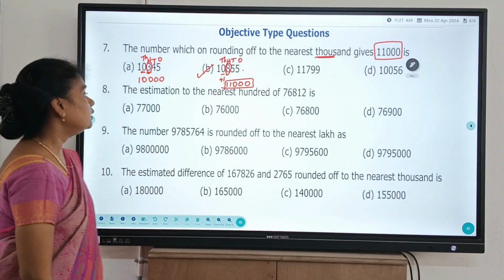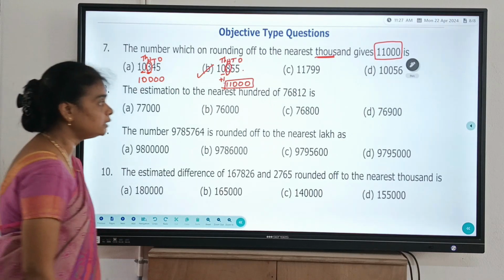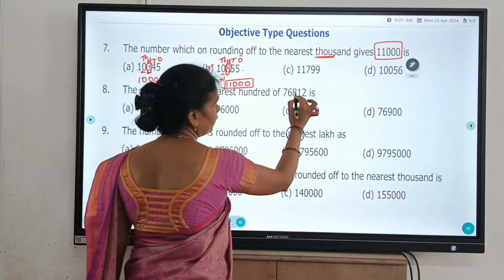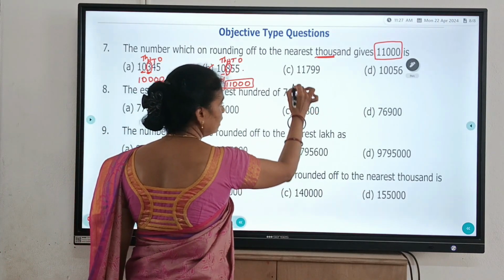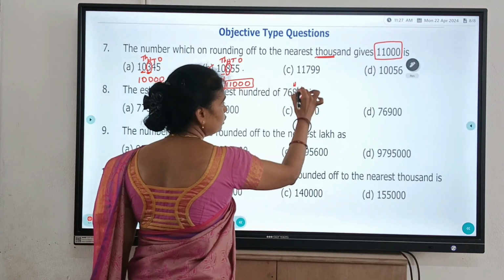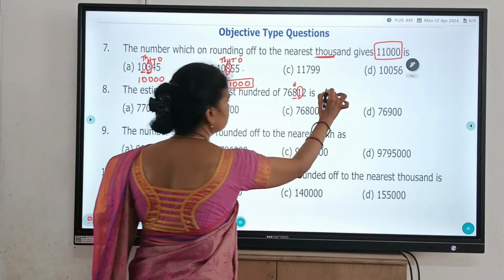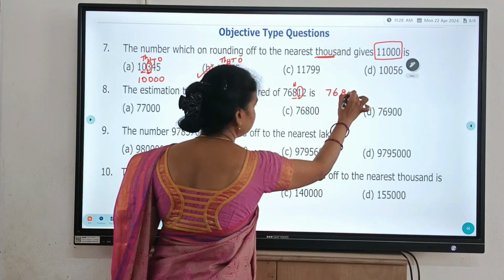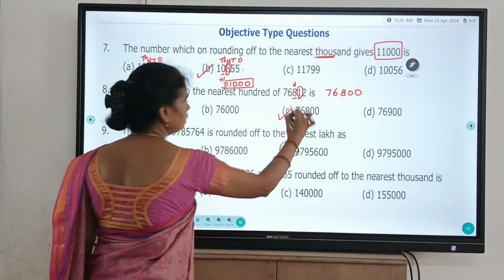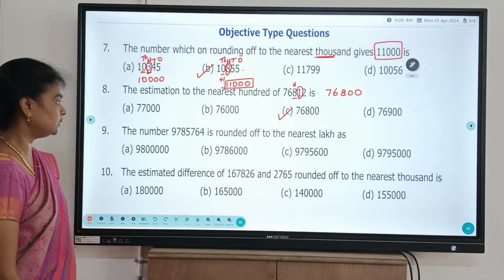The next one, the estimation to the nearest hundreds of 76,812. So 8 comes in the place of 100. When you check the next number, it is less than 5. So don't do any changes. The answer will be 76,800. Option C is the right answer.